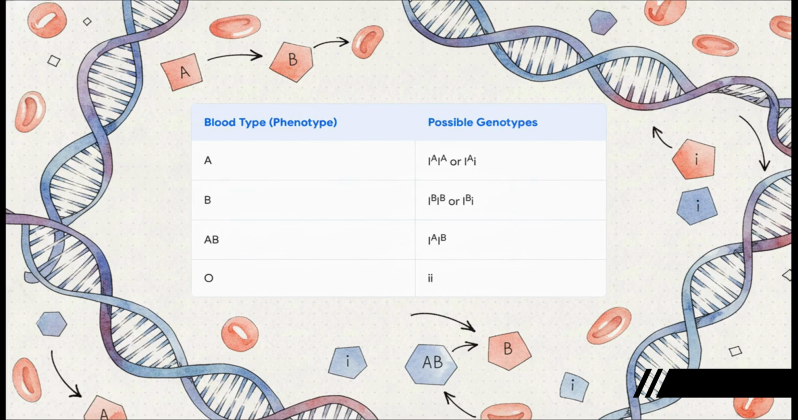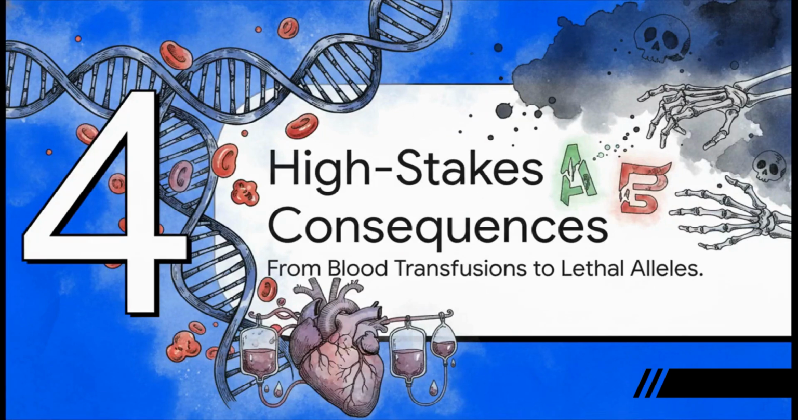The A and B alleles are codominant with each other, but both of them are completely dominant over that little recessive i allele. It's all happening at once. Understanding all this isn't just about passing an exam. It has real-world, sometimes life-or-death consequences. Let's look at how these genetic patterns play out in medicine and, well, even survival itself.